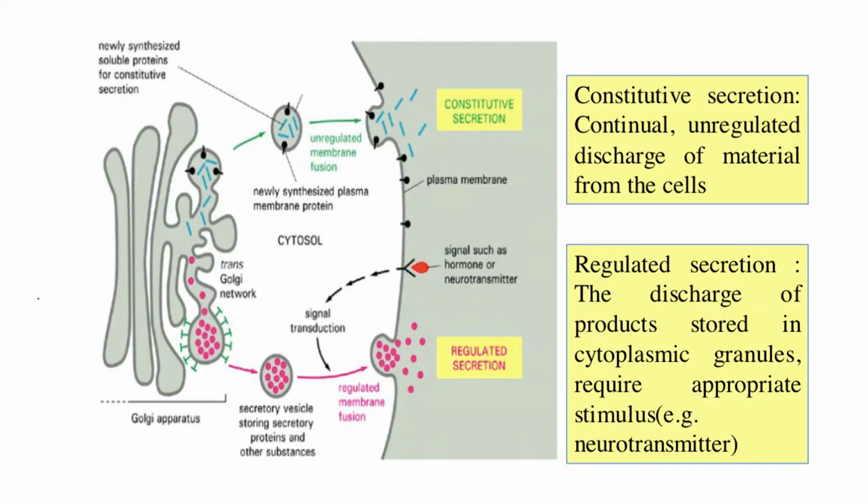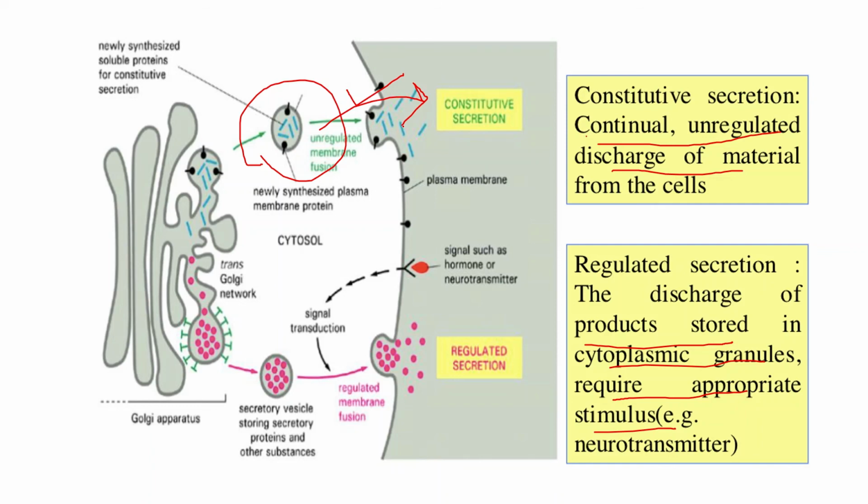This is a recap of the constitutive as well as the regulated secretory pathway. In the constitutive secretory pathway, continual and unregulated discharge of materials occurs from the cell. And in the regulated secretory pathway, the discharge of products stored in cytoplasmic granules requires an appropriate stimulus, and this stimulus is sensed by cell surface receptors. Here can you see this vesicle, it fuses with the plasma membrane in a constitutive way. I mean, continuously the materials are delivered outside the cell in absence of any stimulus.